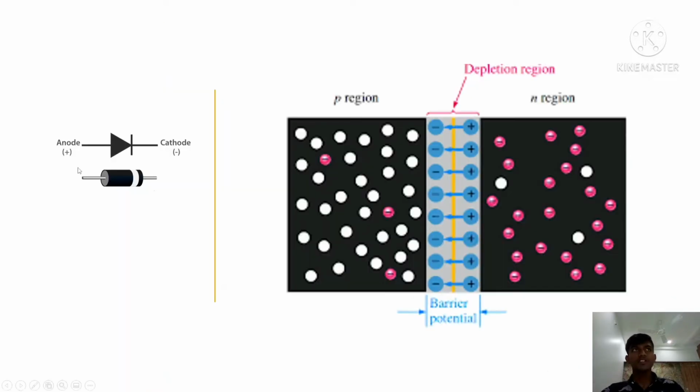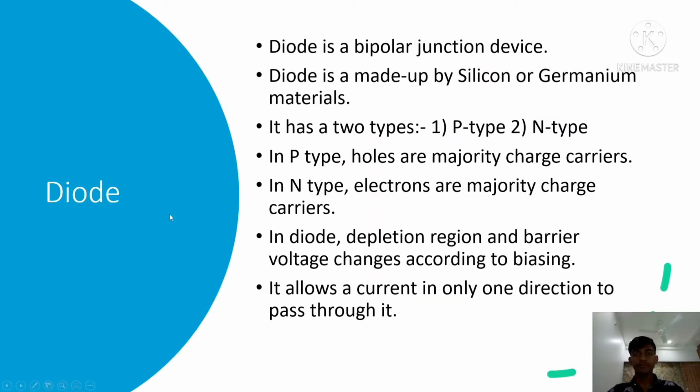So let's start. To begin with, the diode is a bipolar junction device. As you can see, the diode has two legs. The first one is connected with the P part, it is called the anode, and the second one is connected with the N part, it is called the cathode. Diodes are generally manufactured using semiconductor materials like silicon and germanium.